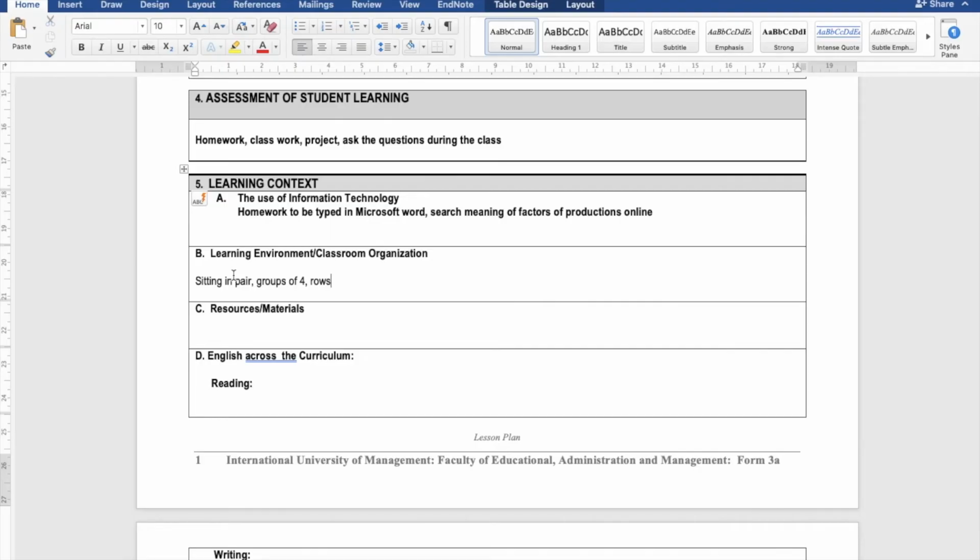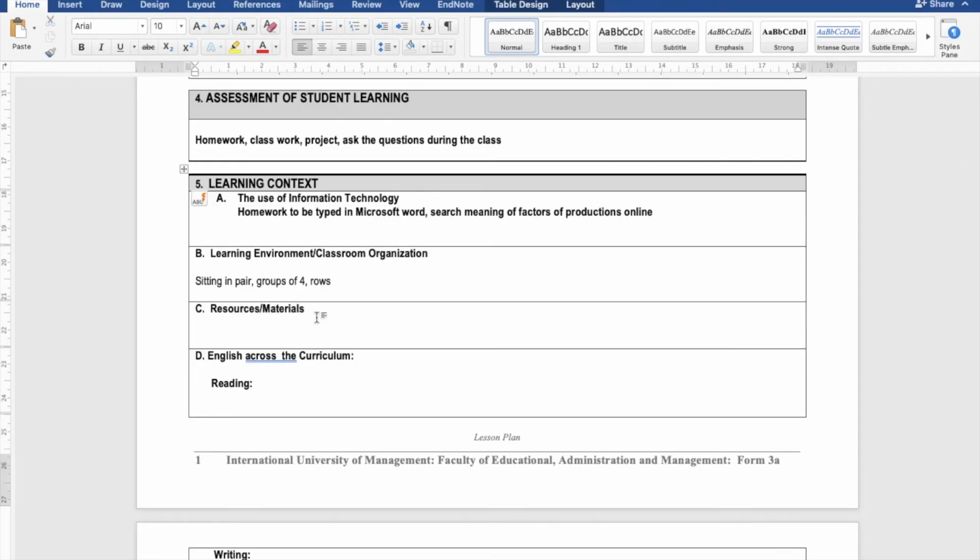So if you are going to give a pair work, make sure that you say they are sitting in pairs. If you are going to give a group work, the same thing applies. If you just want them to do individual work, they're just going to be in rows. So it's up to you. Now, again, the most important part is resources and materials that you're going to use.